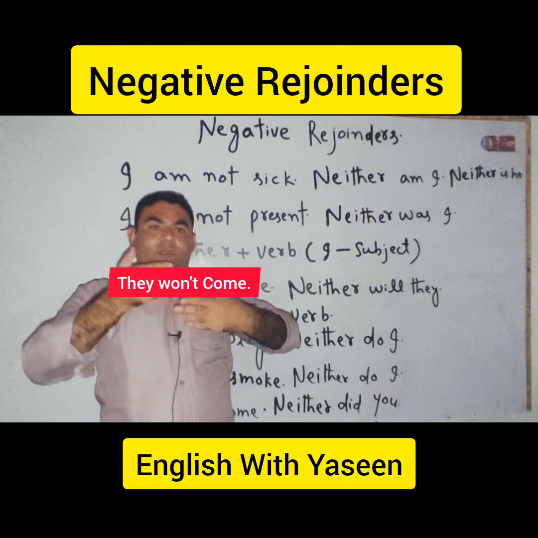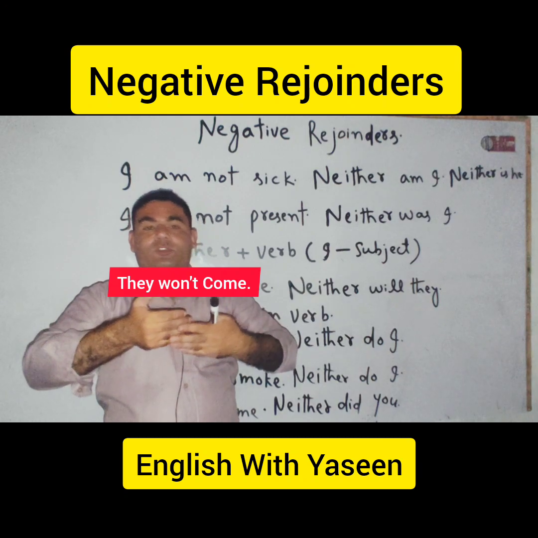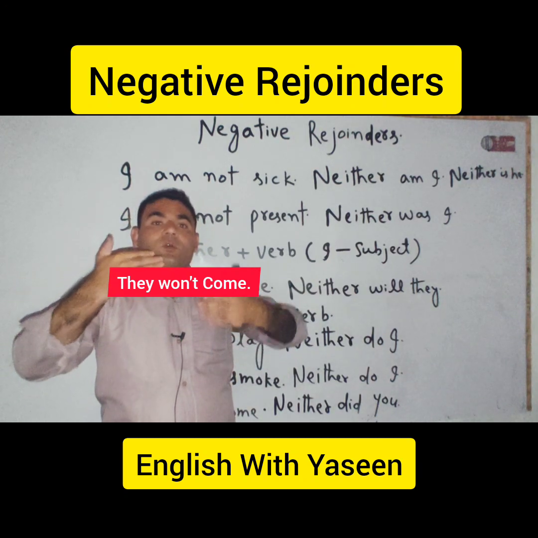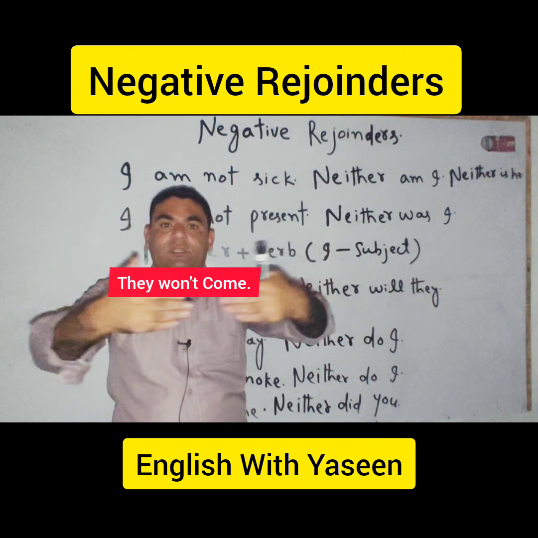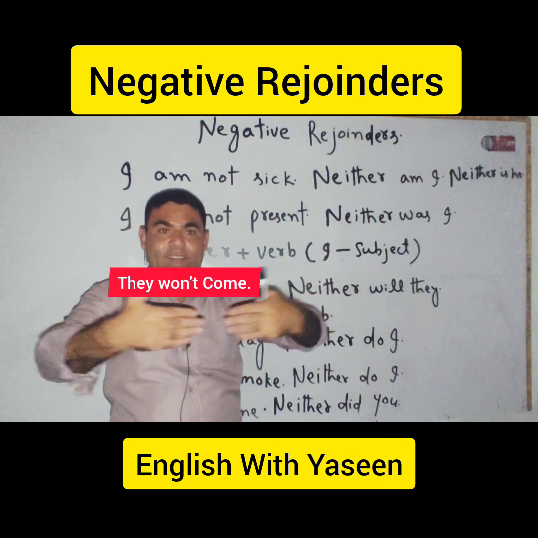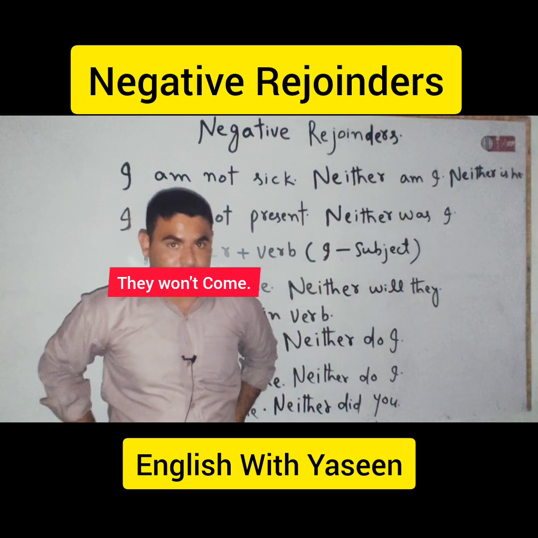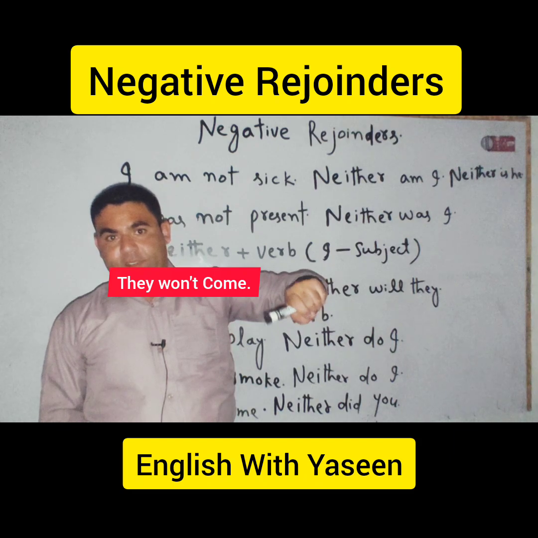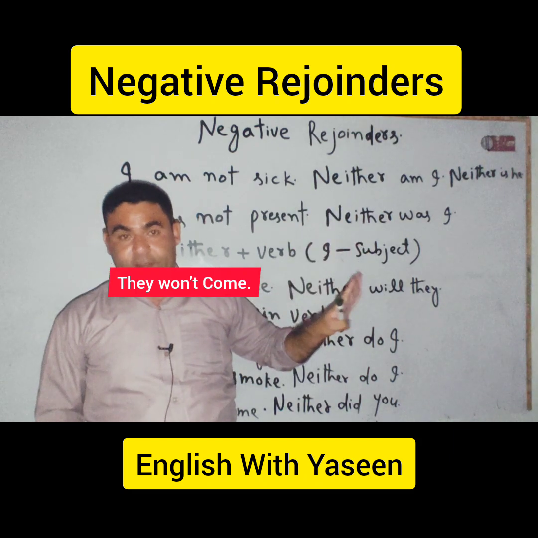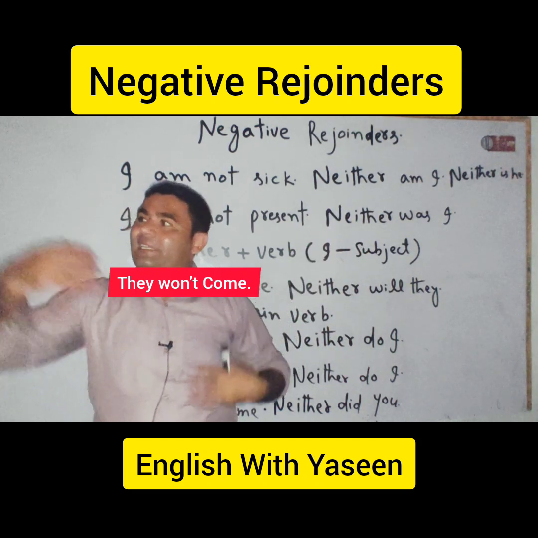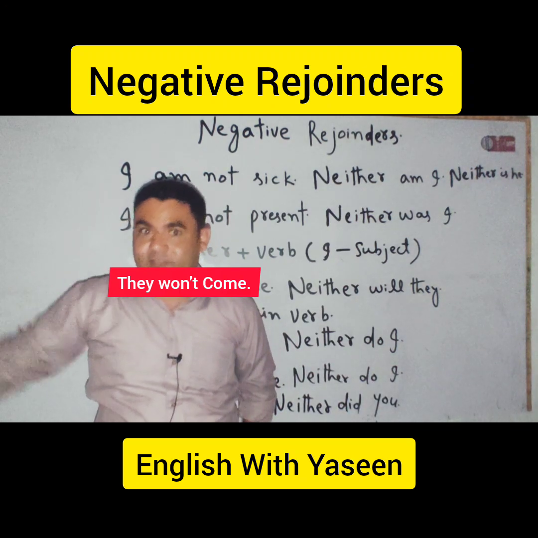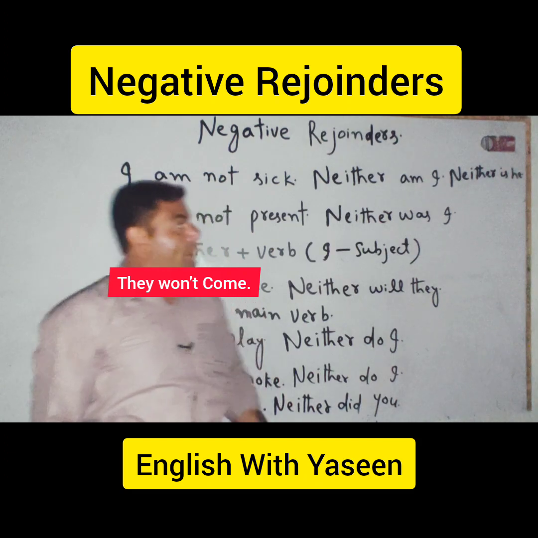For example, someone else is talking to you, you are talking to someone. When your action or state gets the same, you will use a rejoinder. For example, you are sick and that person is also sick, so you will use a rejoinder. Or you are not sick and someone else is also not sick, so you will use a rejoinder then.